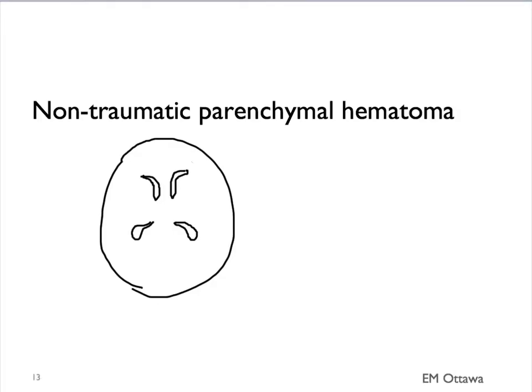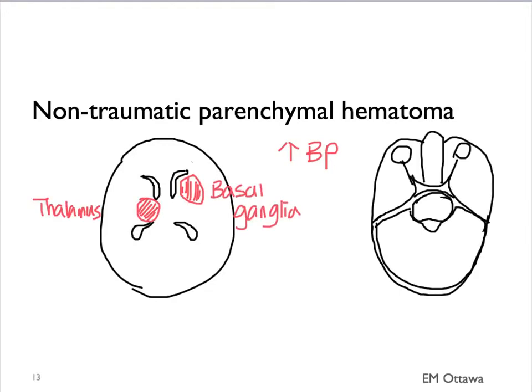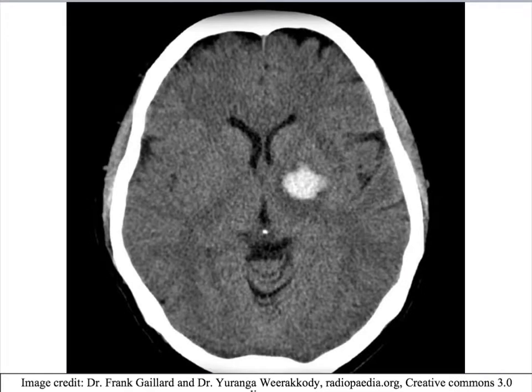For non-traumatic parenchymal hematoma, it is usually caused by hypertension. The bleeding tends to concentrate on a few areas: the thalamus, basal ganglia, the pons, and the cerebellum. Those tend to be the areas where the non-traumatic parenchymal hematoma occurs. On the CT head, it will look like this. As you can see, this parenchymal bleed is in the basal ganglia.